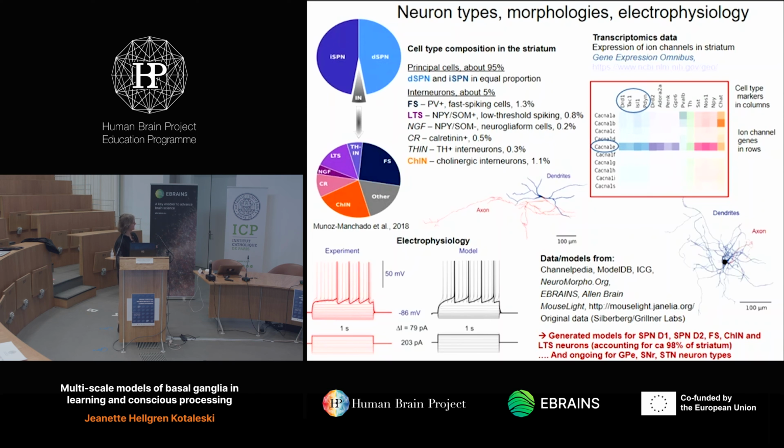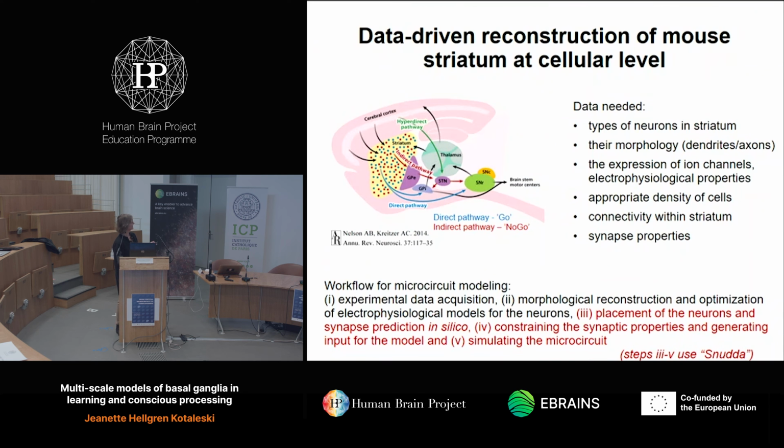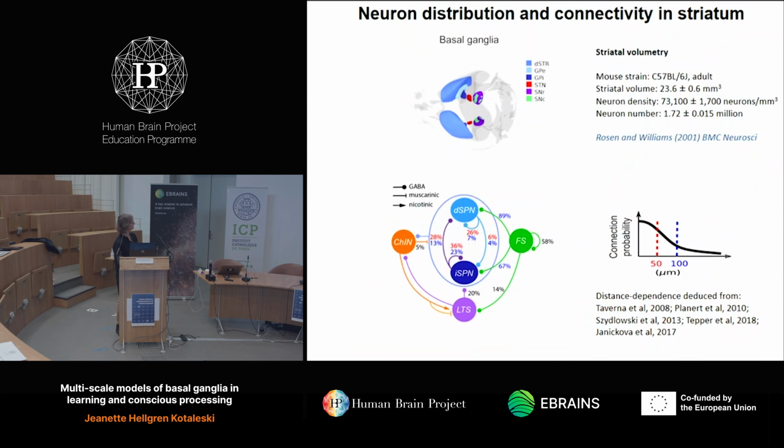And here, of course, it's really critical that we have all these public repositories when it comes to data and tools. And in this way, we can generate models for approximately 98% of the striatal neurons. There are a few exotic ones where too little electrophysiology data is there, and also this is ongoing for the rest of the basal ganglia. And then it's time to build the network.